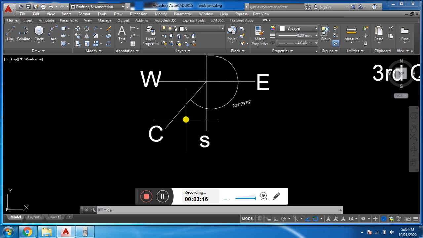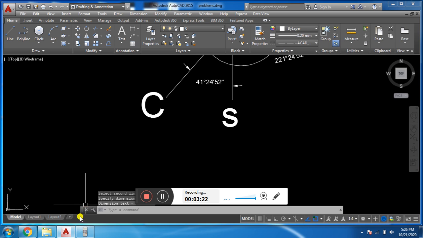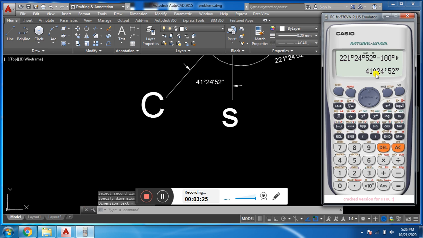Now we will find the reduced bearing in AutoCAD. You can see the result is the same from AutoCAD and calculator. The result is the same.